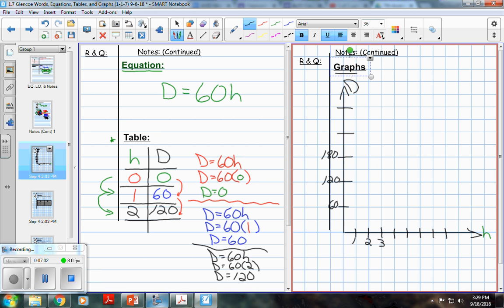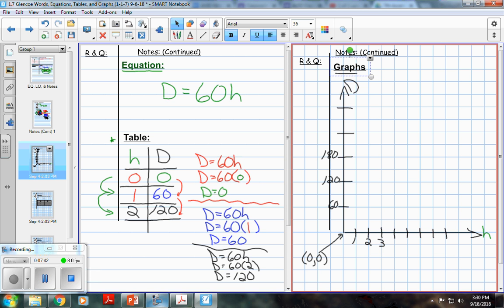One thing I've learned is some students get confused where 0 is. So I'm hoping everyone recognizing that this is the ordered pair, 0, 0. It's the origin. Now that we've created our axes, we've added some numbers, let's get our ordered pairs on there. Our first ordered pair is 0, 0. Now our next ordered pair is 1, 60. Our third ordered pair is 2, 120.